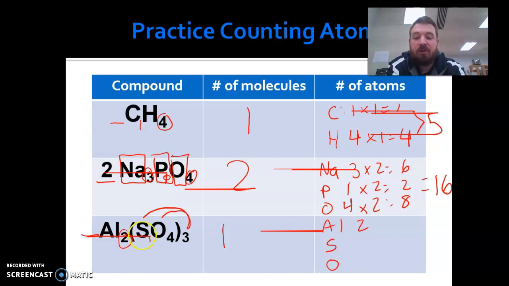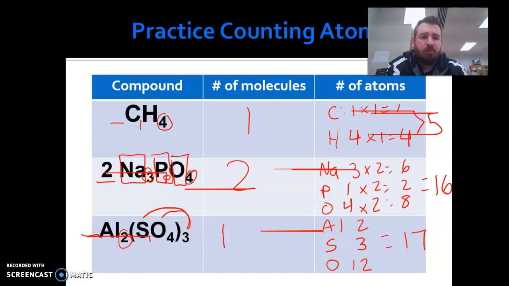So if I have 1 sulfur, but I have 3 outside the parentheses, it's going to give me a total of 3. All right, and now when we distribute this 3 into the oxygen, that gets us 12 oxygens. Remember, when we are distributing a subscript from outside the parentheses to the inside, we are going to be using multiplication. And then in order to find out our total number of atoms, we can add all of these up for a total of 17. I did not multiply by the molecules because we only had one molecule. It would have been the same number.